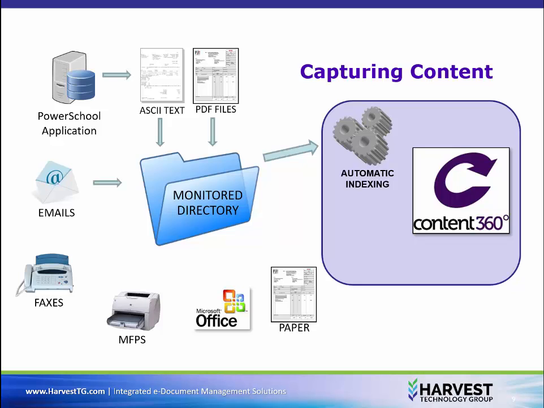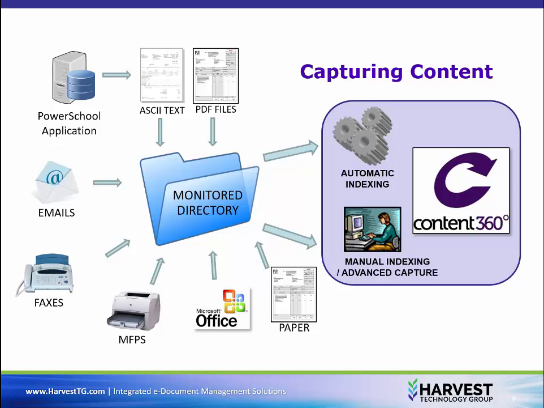What this means is that Content 360 will take those large report card files that could be thousands of records, automatically burst them into thousands of individual records, and assign the appropriate index information. So anything that I've printed from within PowerSchool SIS can automatically be captured and available inside Content 360 in a matter of minutes. Other documents and content such as faxes, things that you receive in paper that have to be scanned, those documents are also captured in Content 360 but may require some additional manual indexing or perhaps OCR for advanced capture.